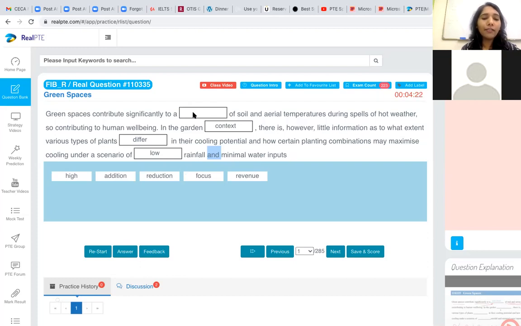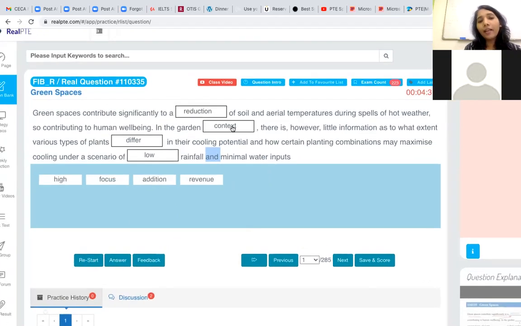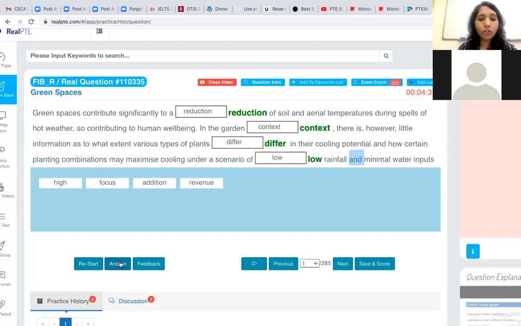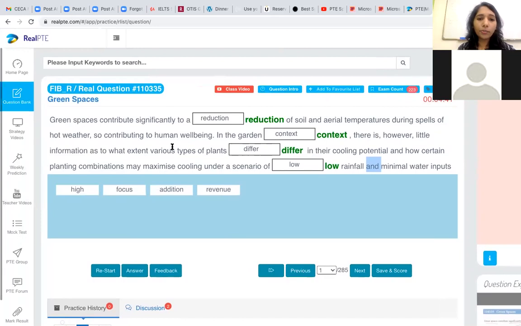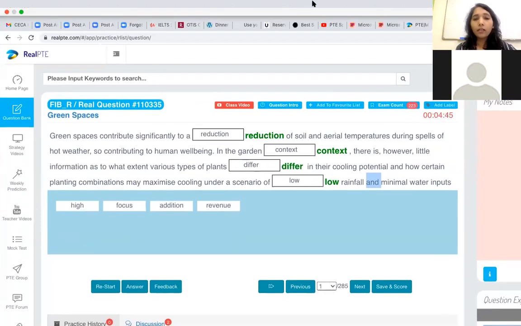So what about significantly to a addition? No, it can't be addition. So it's reduction, because it's a good thing, these green spaces. They help in reducing the temperature during these hot weather spells, and that's contributing to human well-being. So there's a reduction of temperature. So those are our 5 reading question types.